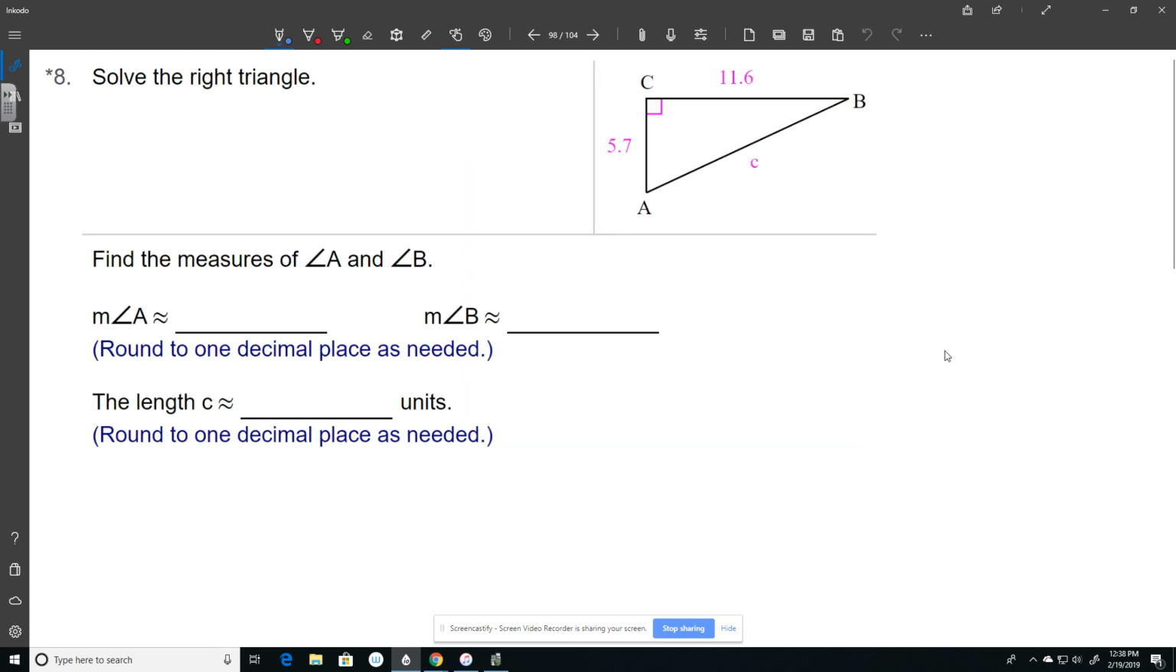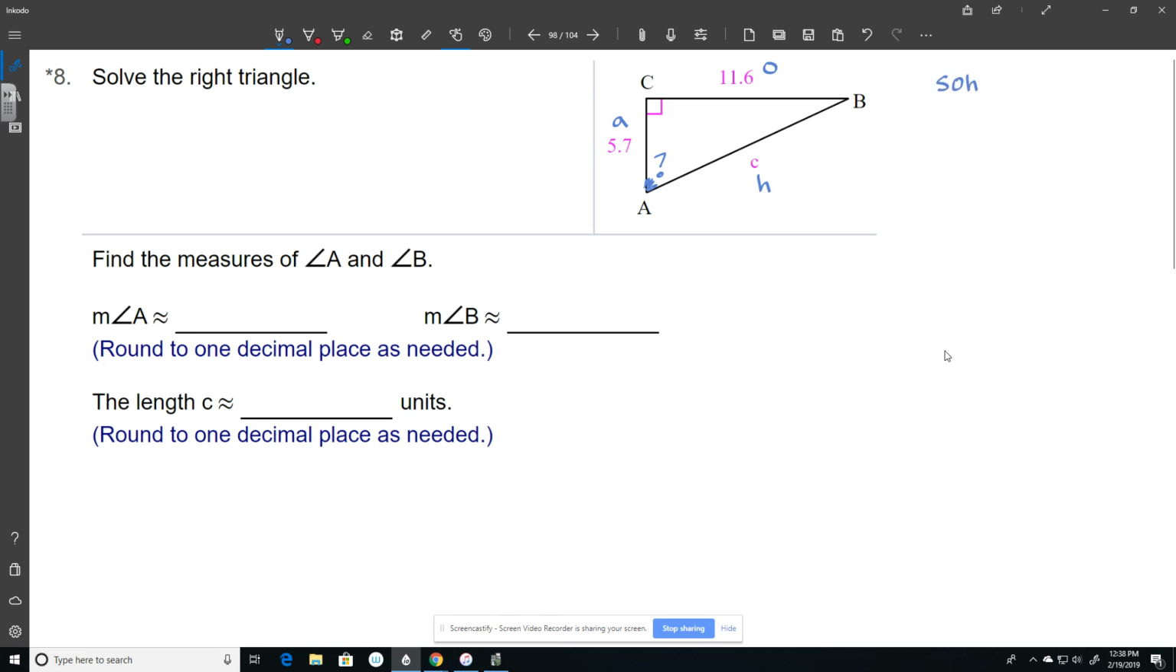Okay, number 8. These next two are probably the ones that, well, you have to actually problem solve and think about it a little bit. It gives me two sides of a triangle and wants me to find a lot of different things. The first thing it wants me to find is angle A, this one right here. So if I'm looking at angle A, I know this side, which is the opposite side, and I know this side, which is adjacent to it, which makes C my hypotenuse. So I can use my sine, cosine, tangent.